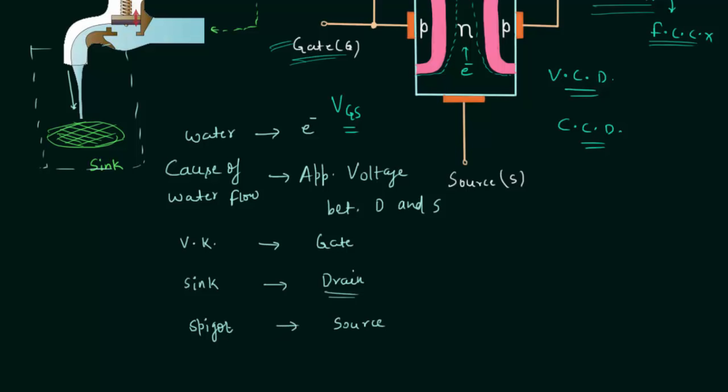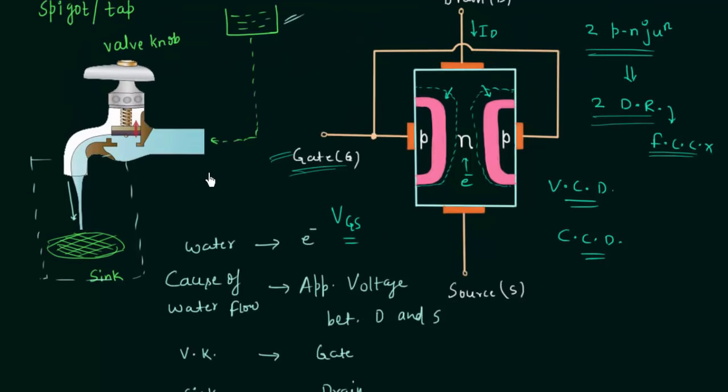So I hope you now understand this simple analogy, and if you have any doubt, you may ask in the comment section. In the next presentation, we will discuss the working of JFET when VGS is equal to zero and the potential difference between source and drain is positive. VDS is greater than 0 volts and VGS is equal to 0 volts.